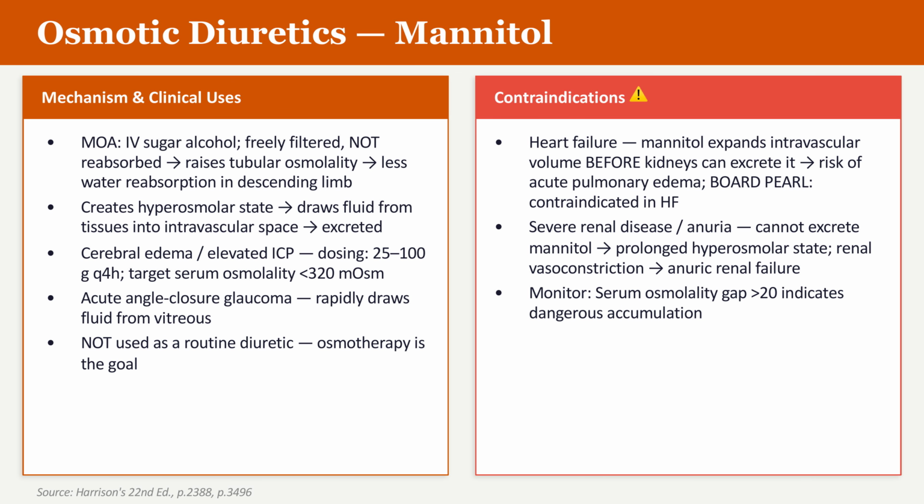Moving down the nephron to the descending thin limb of the loop of Henle, we find the osmotic diuretics, and the prototype is mannitol, an intravenous sugar alcohol. Here's how it works. Mannitol is freely filtered at the glomerulus but cannot be reabsorbed. So it raises the osmolality inside the tubule, which opposes the normal water reabsorption that happens in the descending limb. That limb is water permeable and normally loses water to the hypertonic medulla. With mannitol clogging things up, less water gets pulled out, so more stays in the tubule.